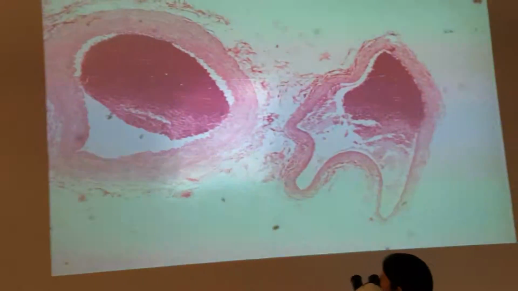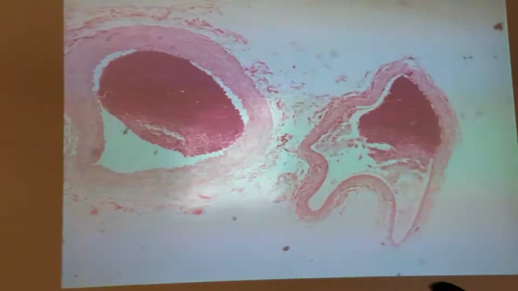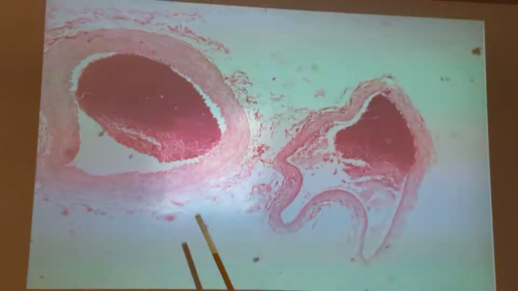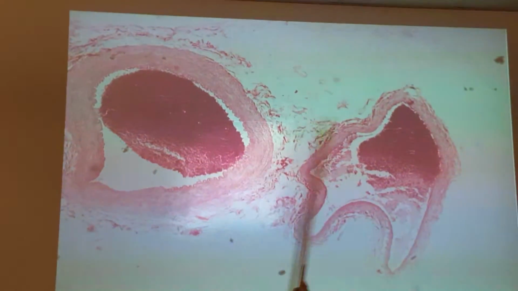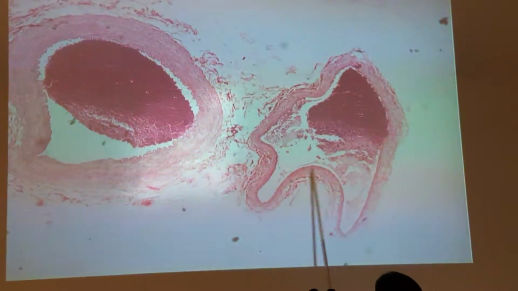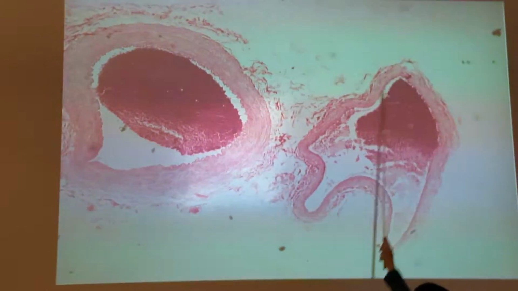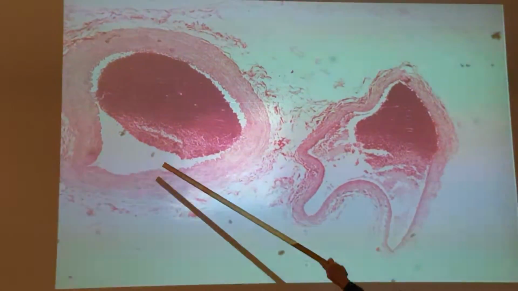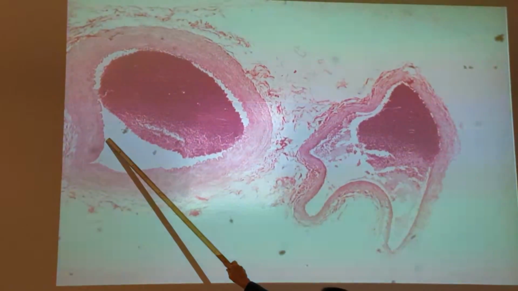Side. Which one's the artery? The one on the left. So the left one, this whole thing is the artery. This is blood. So all that's the artery. This is the vein, smaller tunica media. Right? So what would be right there?